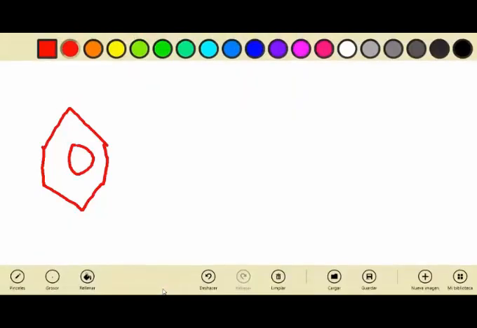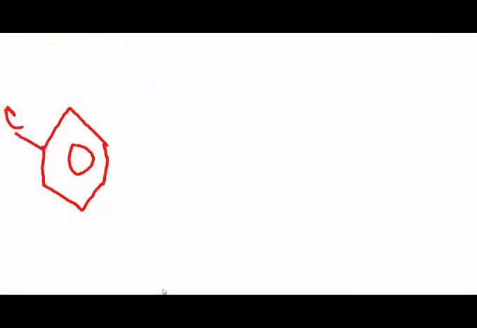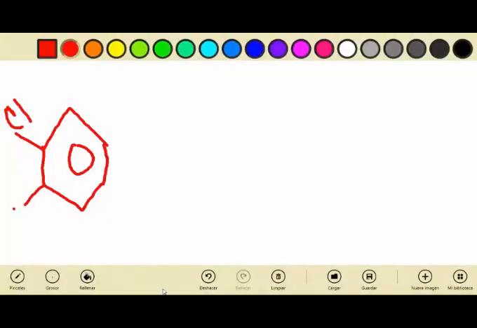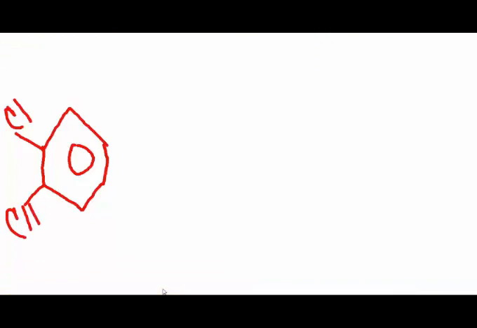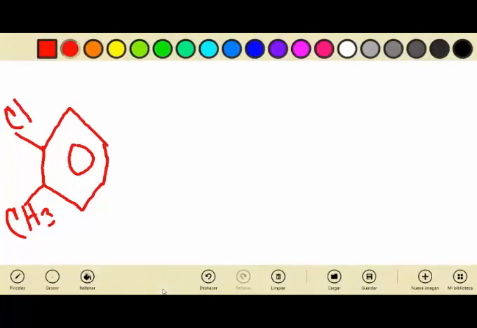And here is chloro. Here is methyl. And here we have ethyl.